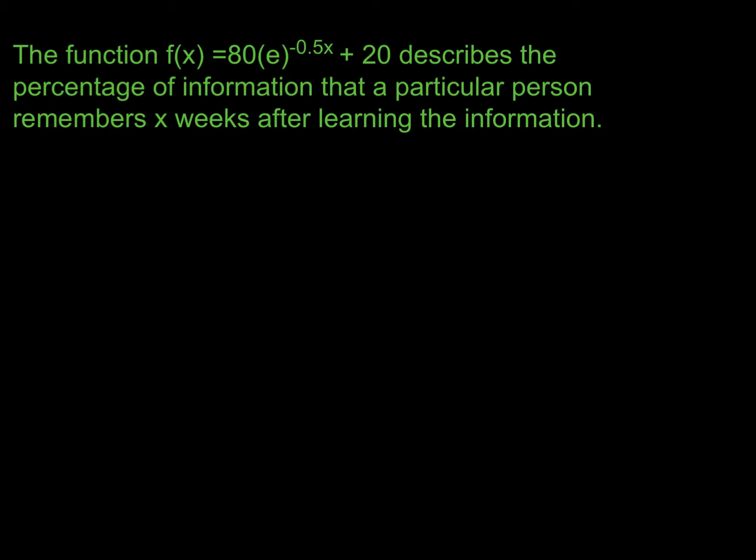So we're going to continue looking at functions which have e as the base, because we're going to see a lot of these. And so the function here, f of x, describes the percentage of information that a particular person remembers x weeks after learning the information. So before even looking at the equation again, I want you to pause the video and just think about what you would expect to happen. How much of the information are you going to remember as the number of weeks after you've learned it gets bigger and bigger? Well, unless you're superhuman, chances are that as time goes on, you're going to remember less and less of the information. So you'd expect that this function here is going to decrease over time, okay? And we would like to get an idea of exactly how that's going to look.